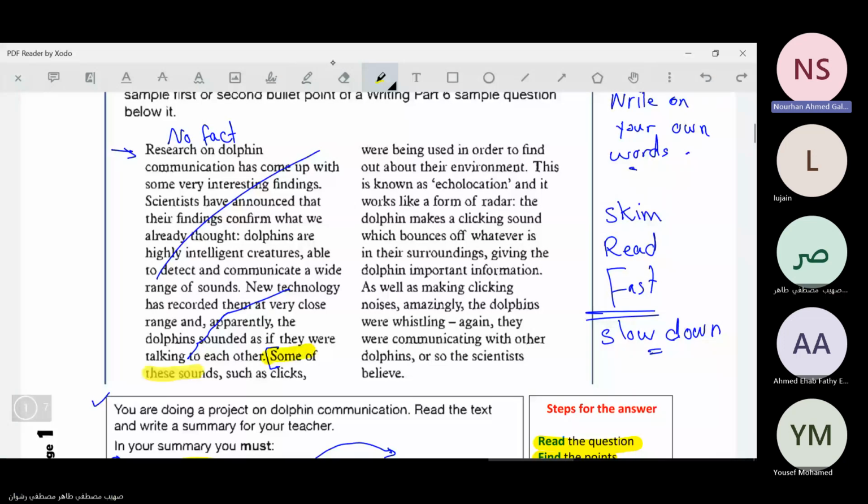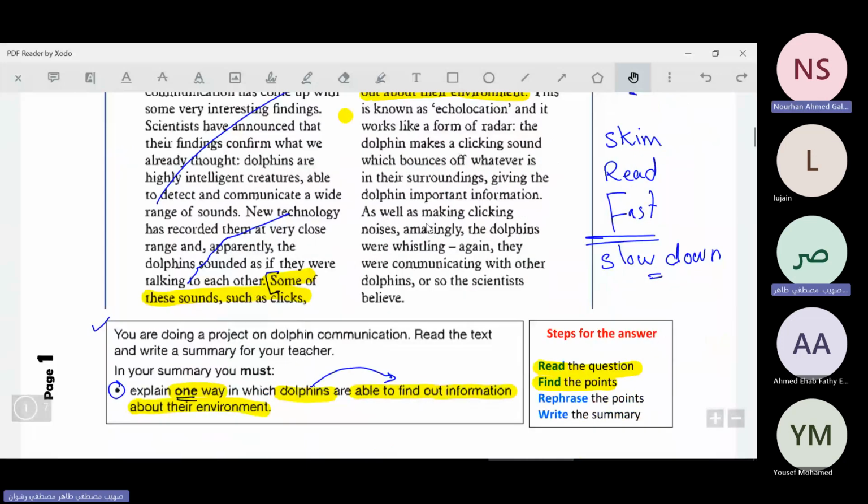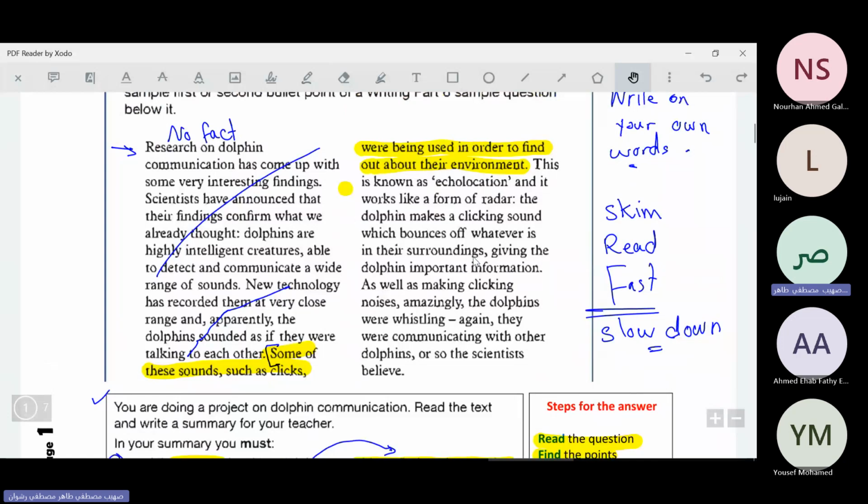Some of these sounds, such as clicks, were being used in order to find out about their environment. Is this part relevant to what we are looking for? Here is the question: we need to find one way in which dolphins are able to find out information. And here he said that these sounds or clicks were being used in order to find out about their environment. So this part is relevant. Slow down and highlight or underline this part.